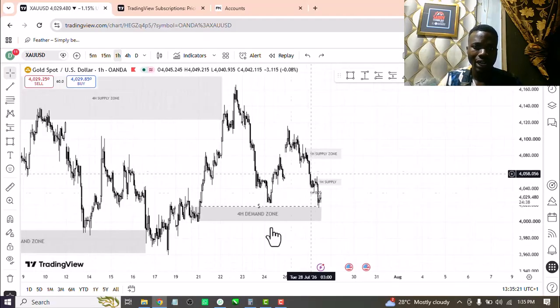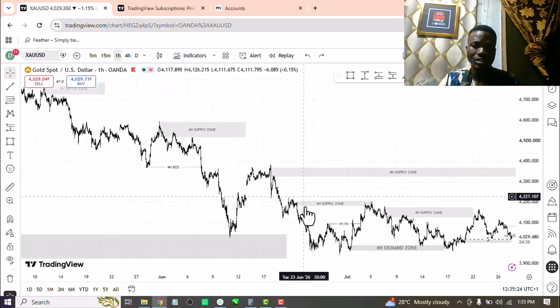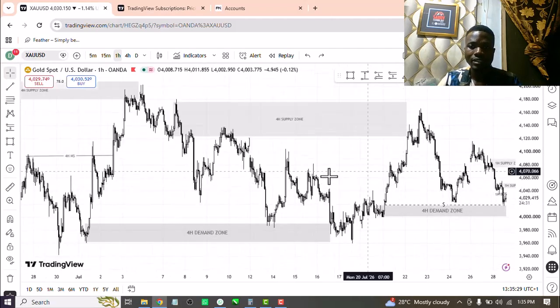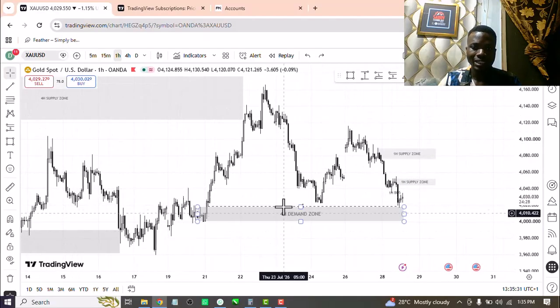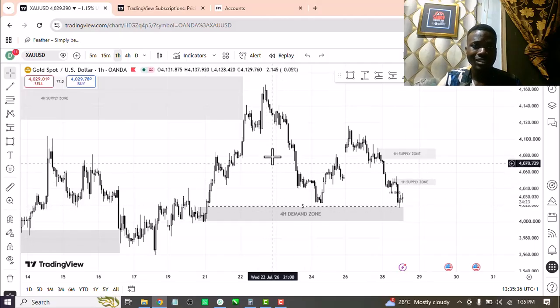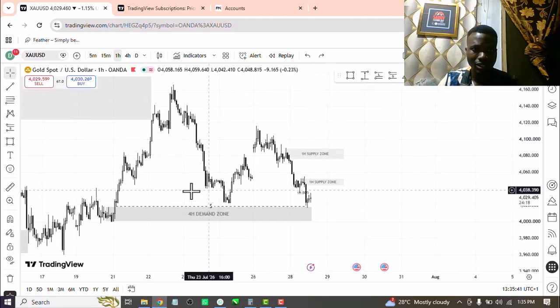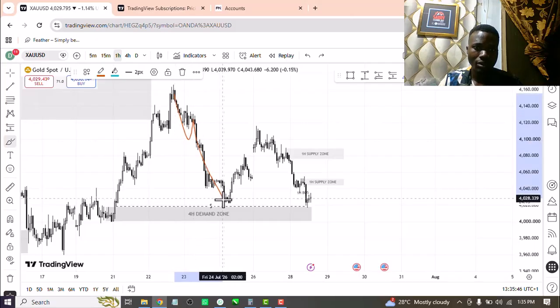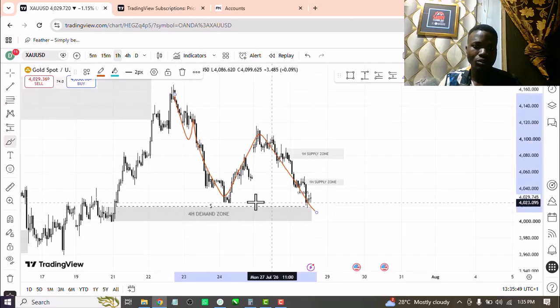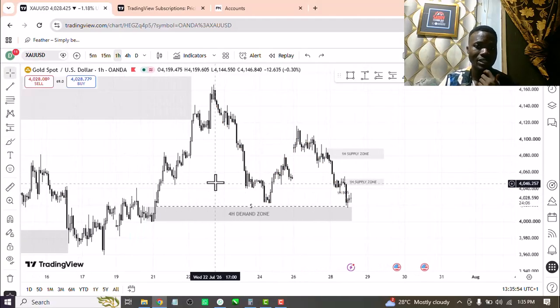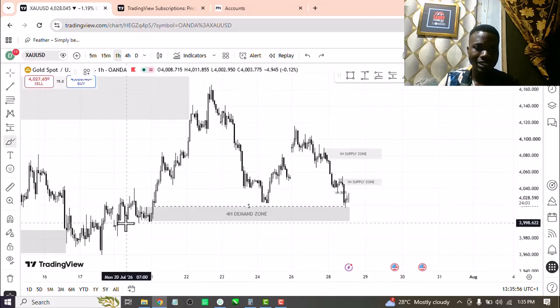On the 1 hour time frame, you can see that price is creating lower lows, lower highs, lower lows. I have already identified my demand zone and supply zone. Since price is currently in a downtrend, because it is creating lower lows and lower highs, I expect price to come and break this low. Another confluence I have is that there is a liquidity pool sitting below here.